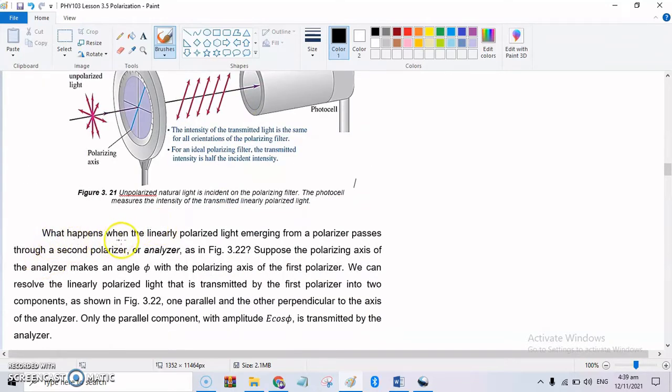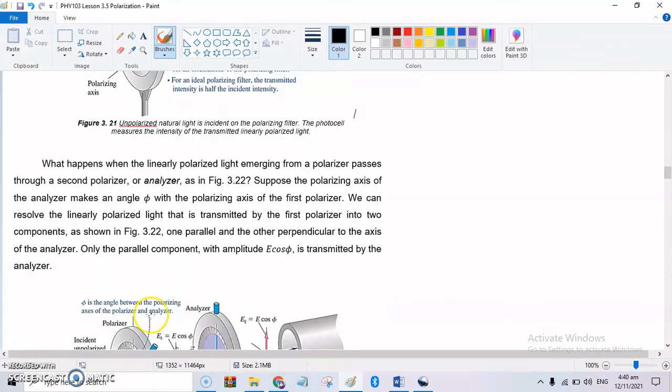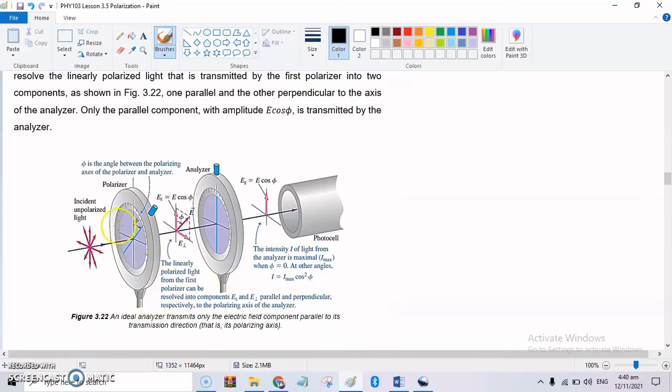Next, what happens when the linearly polarized light emerging from a polarizer passes through a second polarizer or analyzer? Again, there's another polarizer. Suppose the polarizing axis of the analyzer makes an angle phi with the polarizing axis of the first polarizer. We can resolve the linearly polarized light that is transmitted by the first polarizer into two components as shown in figure 3.22.